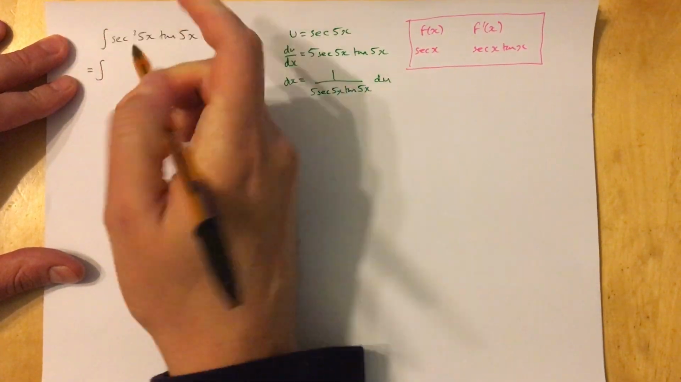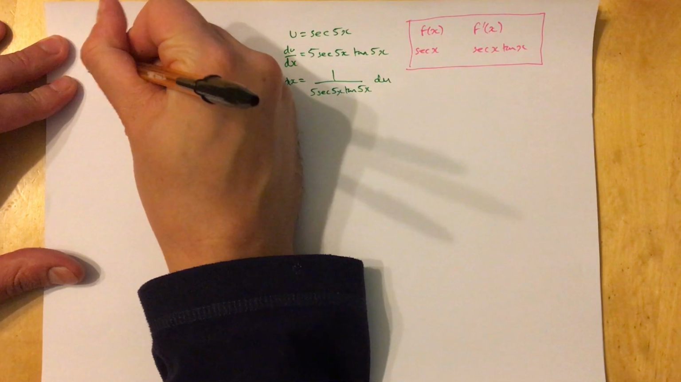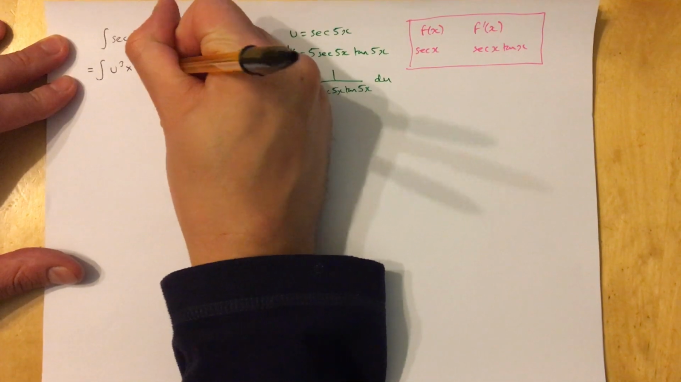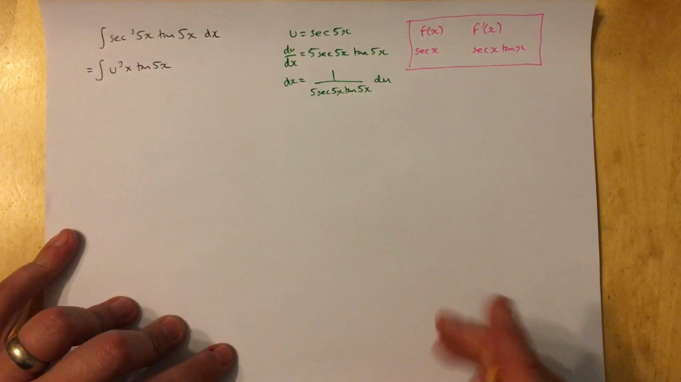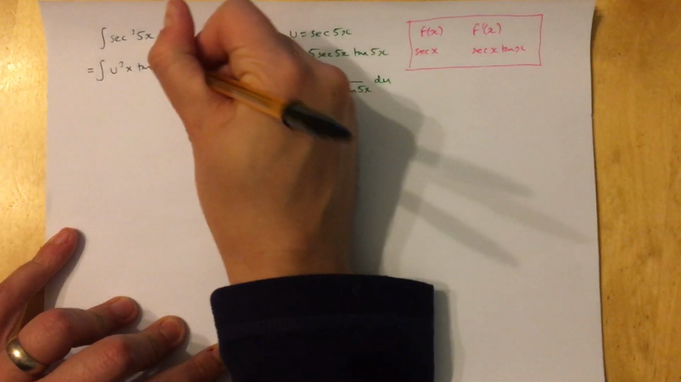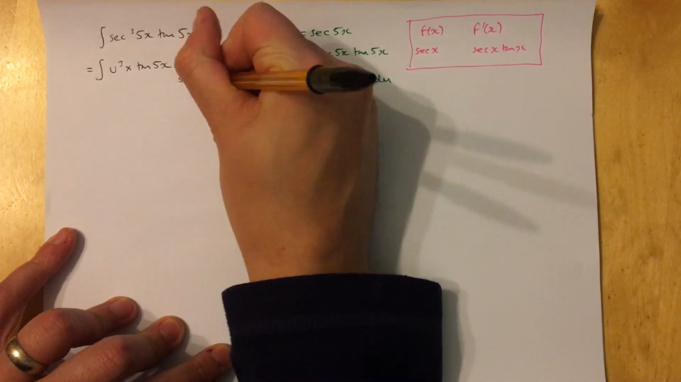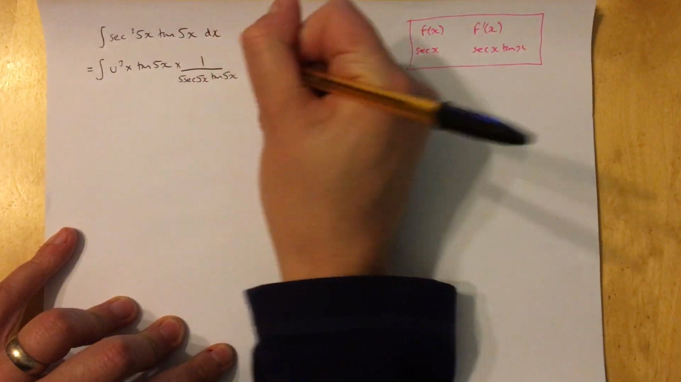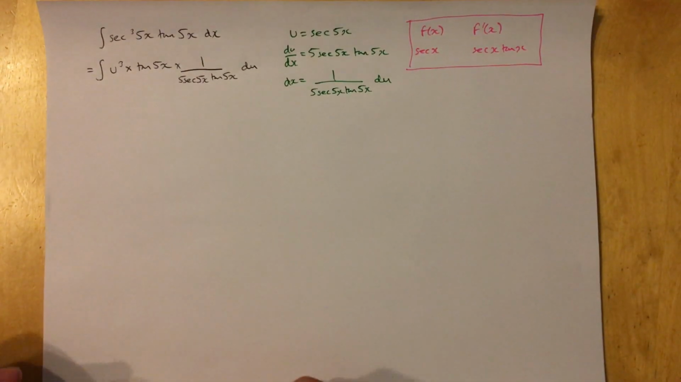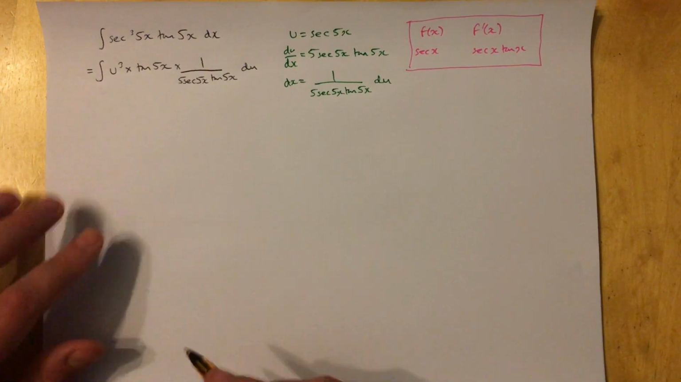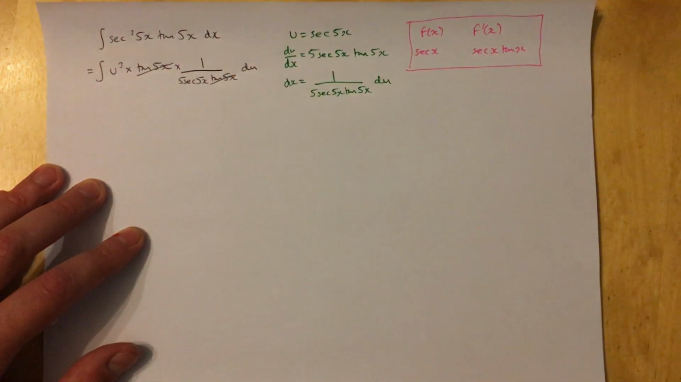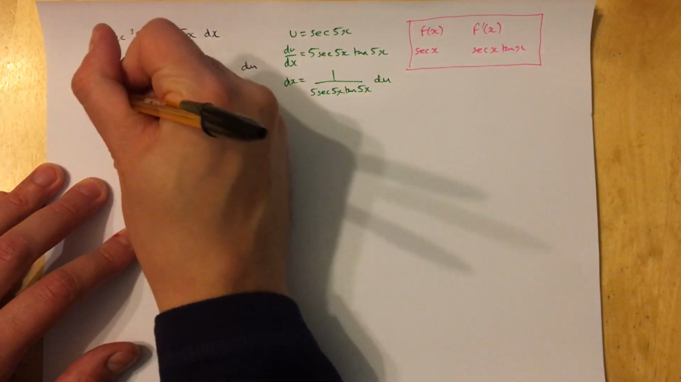So the sec of 5x cubed is just going to become u cubed, and then that's going to be multiplied by tan of 5x. No easy substitution to be made there initially, and then dx is going to be replaced by 1 over 5 sec 5x tan 5x du. Now same as last time, we look for things that cancel. Hopefully we can spot that the tan 5x's are going to cancel. Yippee, so things are starting to cancel down and nothing else so far.